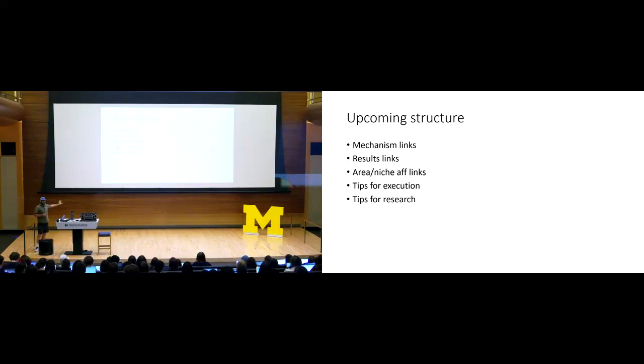We're going to talk about area and more niche affirmatives. So we'll talk about how Medicare for All, carbon tax, et cetera, have link arguments. Then we'll have execution tips and research tips. I just kind of want to unpack for a second why it's structured this way.